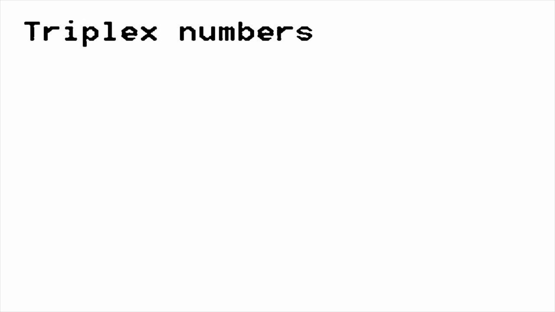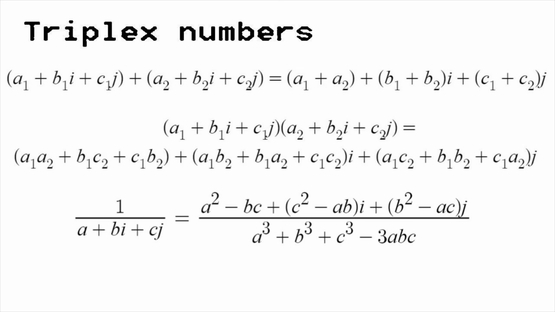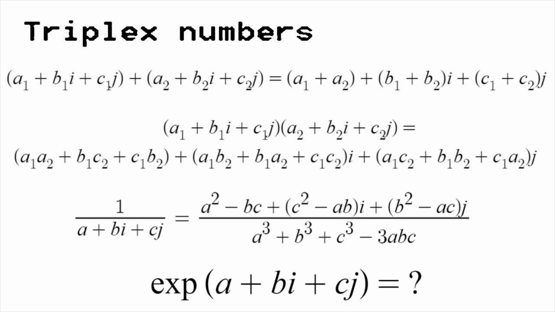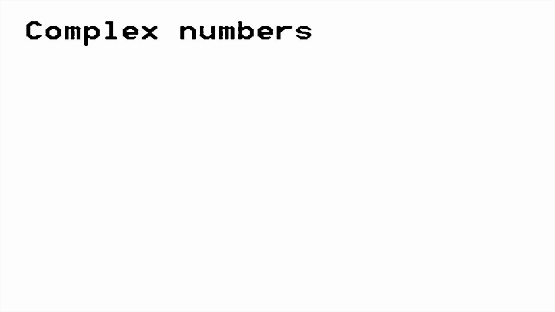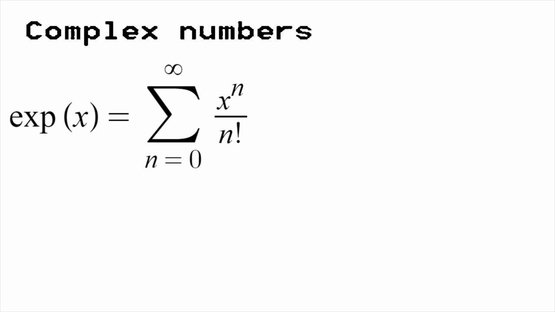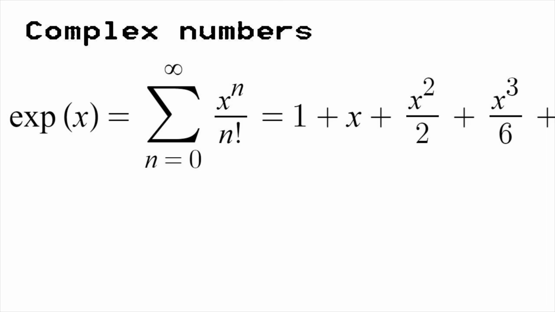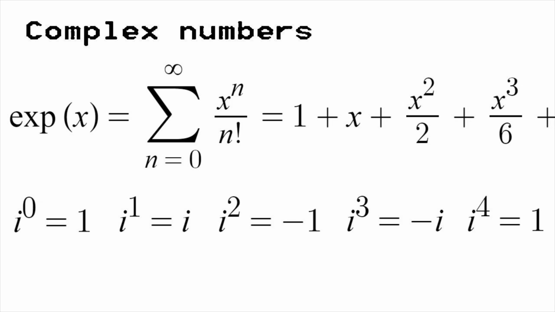We've already gone over how to add, multiply, and divide triplex numbers, but how do we handle exponentiation? It's time to enter the territory of Euler's formula. Recall the way that Euler's formula is derived using power series. First, we note that for the real numbers, the exponential of x can be written as this power series, which expands out like this. Next, we note that in the complex numbers, powers of i behave predictably. We start with 1, then i, then -1, then -i, and then 1 again, repeating arbitrarily.